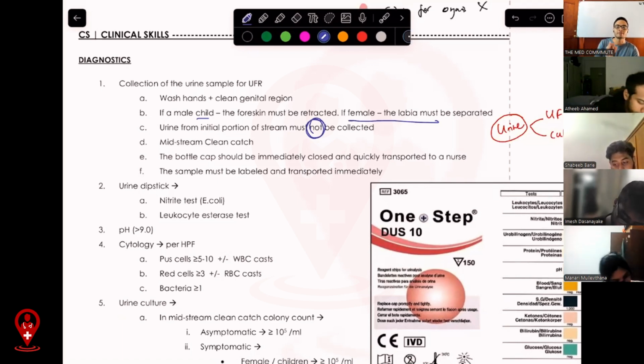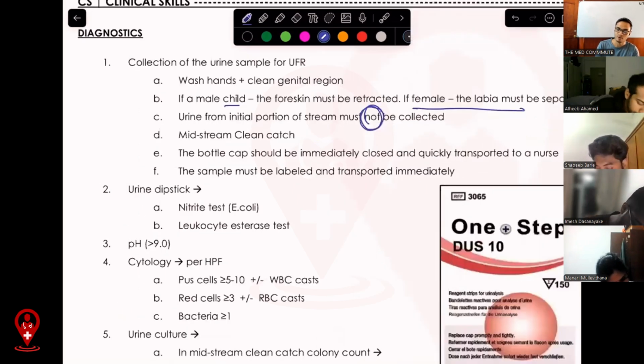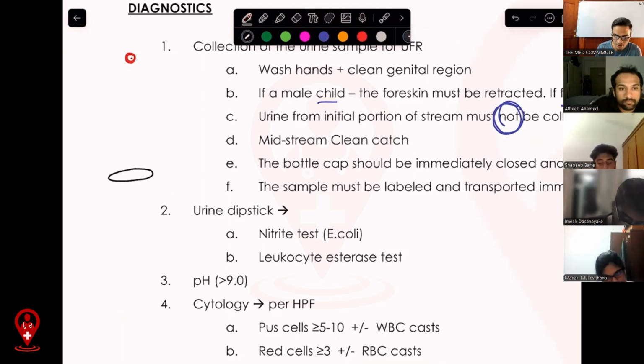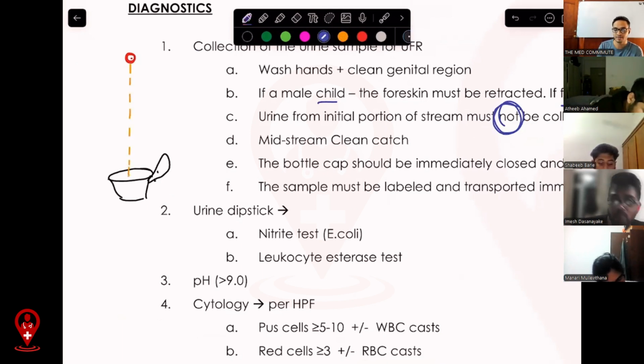Then there is this midstream clean catch. What is this? Look at this. Let's say this red I'm drawing here is the orifice of the urethra. And here somewhere I will draw the commode or the potty or whatever. Now what is happening? Urine is going to come this way. What do we mean by midstream clean catch? One thing is midstream: the collection cup, we are going to use a sterile, small plastic cup. This collection cup must be placed in the middle of the stream. This is what we mean by midstream.